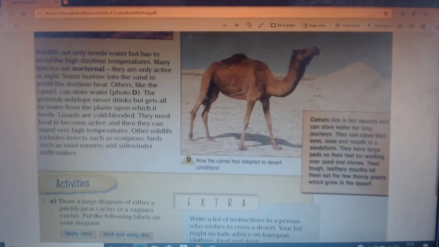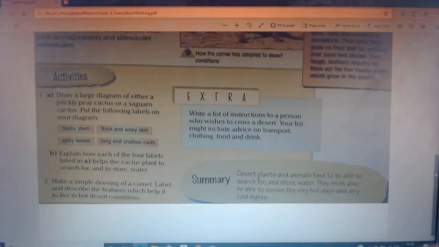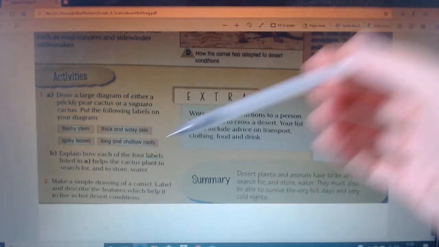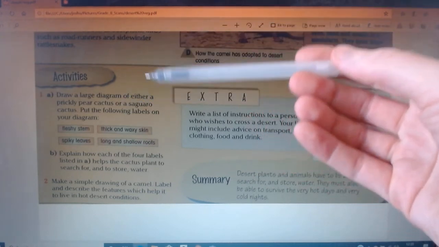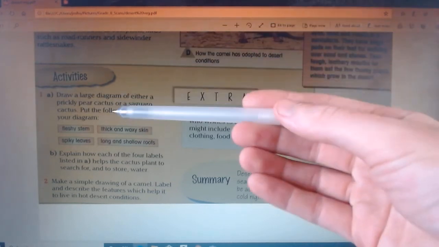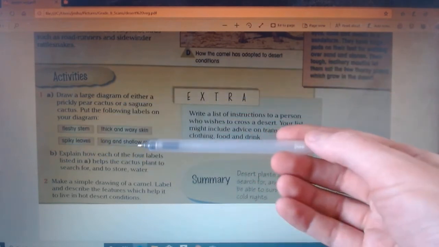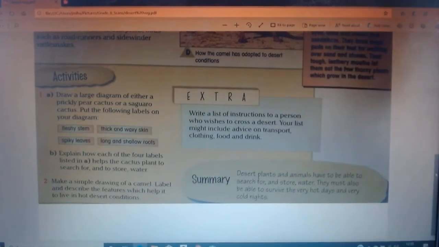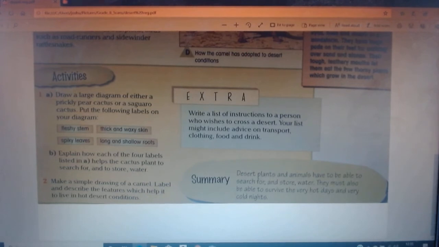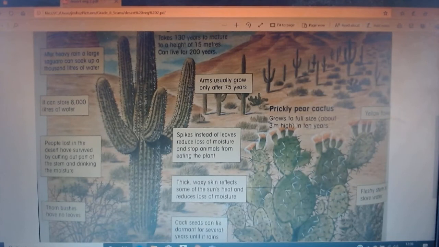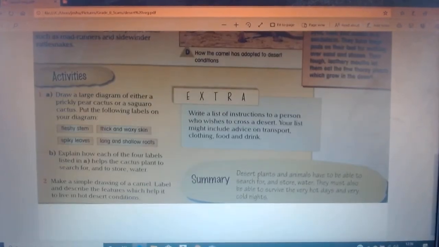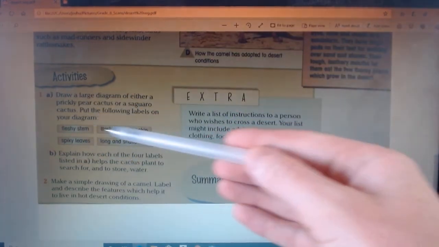So what I want you to do is come right down. We're going to do 1A and 1B. That's all. I want you to draw a diagram of either a prickly pear cactus or a saguaro cactus and put the following labels on the diagram. So draw one or the other. They are the ones on the previous page. You're going to choose this one or this one. Do a nice big sketch under where you've headed up or on the back of the page behind where you've done the keywords, whichever. And you're going to label it with these 4 things.